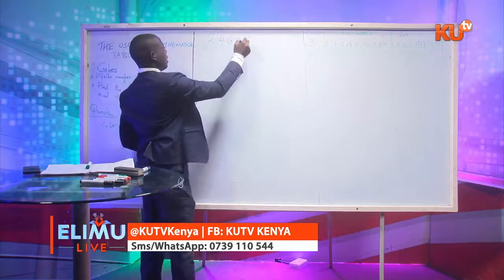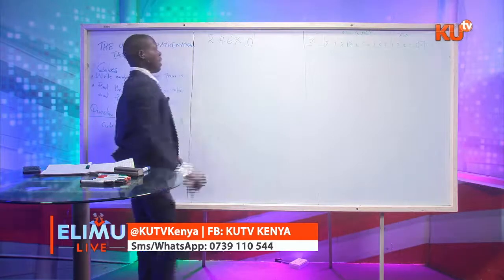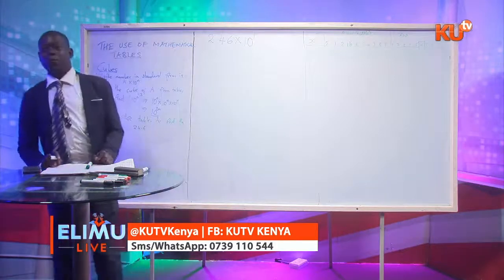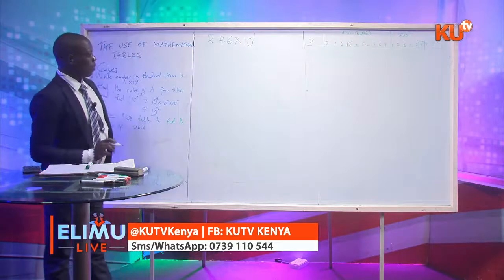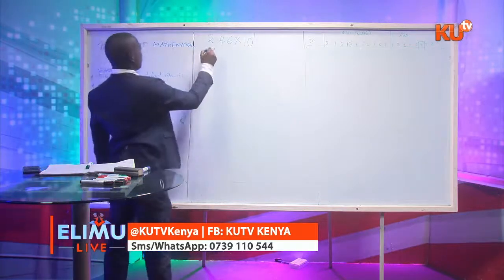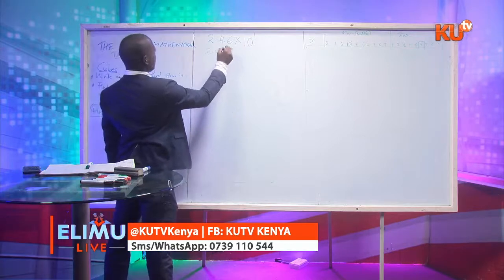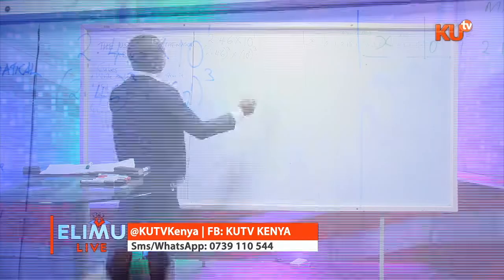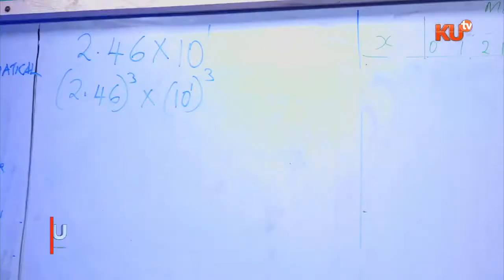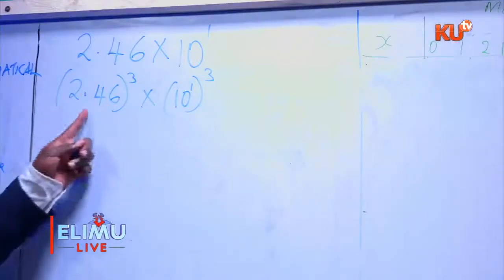2.46 times 10 power 1. We are finding the cube, so we have 2.46 cubed times 10 power 1 cubed. We read this one from the table.